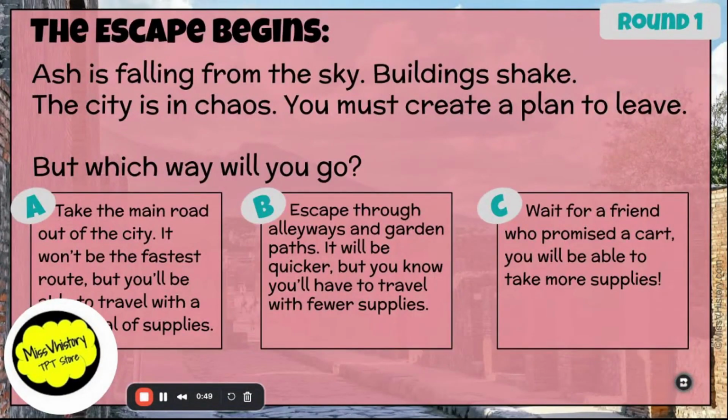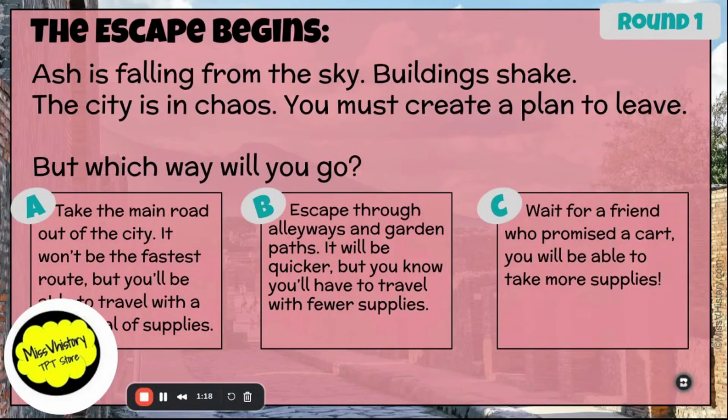So this is where the fun really begins. There are 10 rounds total, and here's an example with round 1. Your students have to decide what route they are going to take to leave the city. So do they take the main road out of the city? It won't be the fastest route, so they might lose some Vita points, but they'll be able to travel with more supplies, which could possibly earn them some more fortune points.